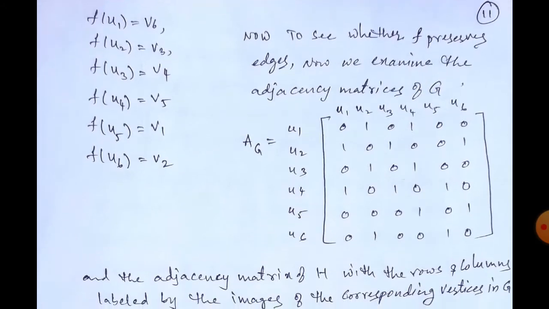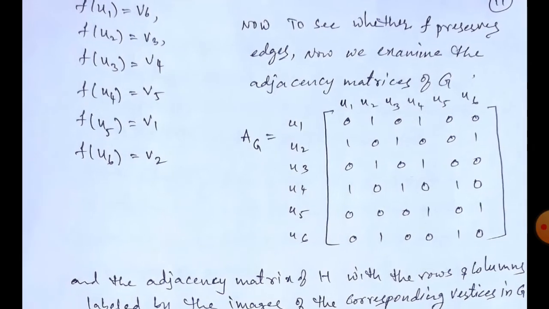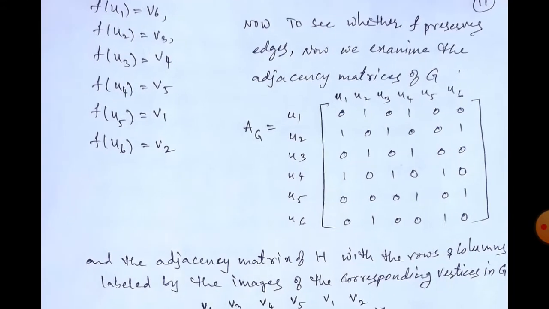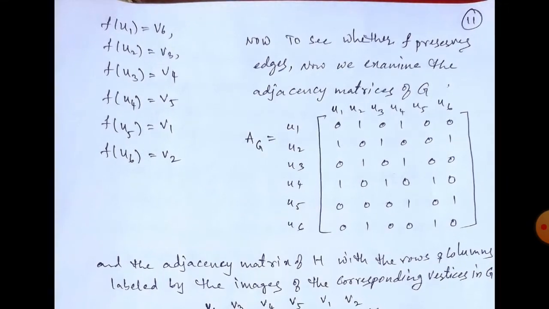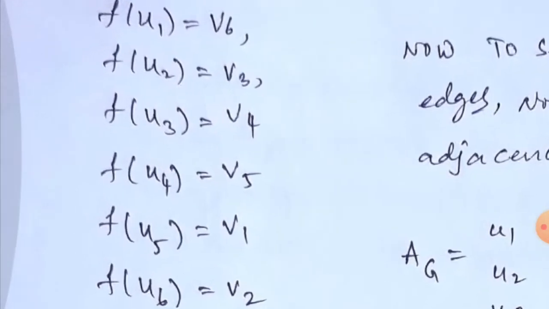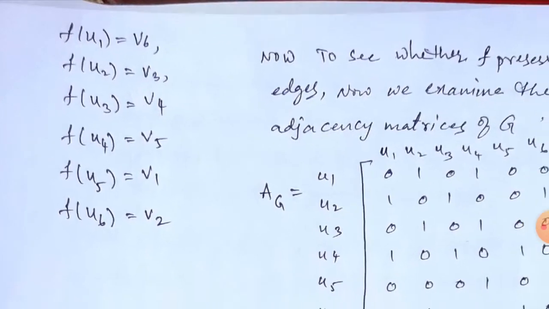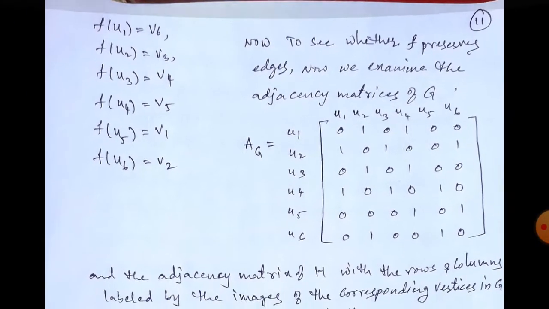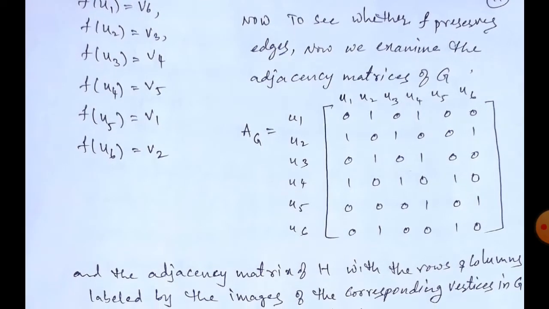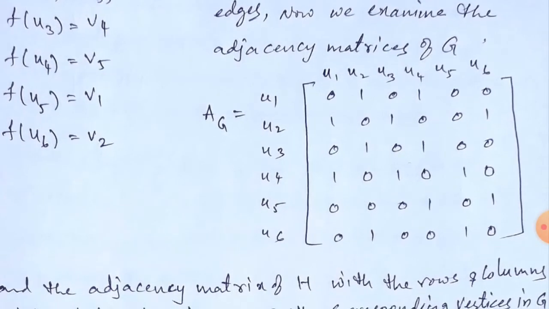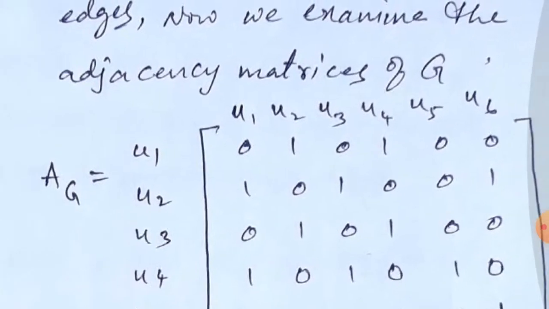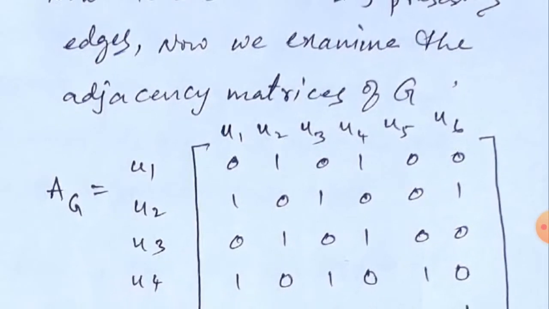So that is we assuming this one. Now under F, now see whether F preserves edges. We examine the adjacency matrix of G. So adjacency matrix of G we have to find out. AG we will denote that one, and with this ordering only observe the images of pre-images of F, U1, U2, U3, U4, U5, U6 we have taken. So here also the same row and columns you have to take in that order only. U1, U2, U3, U4, U5, U6, and columns also U1, U2, U3, U4, U5, U6.